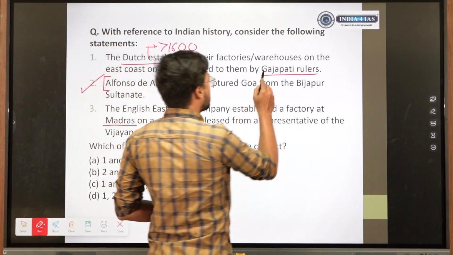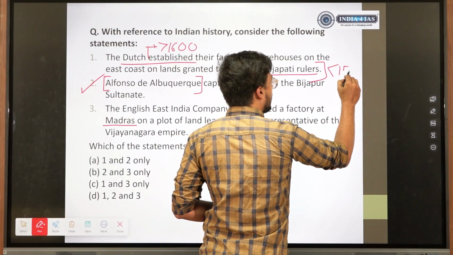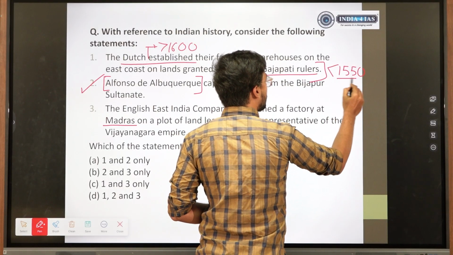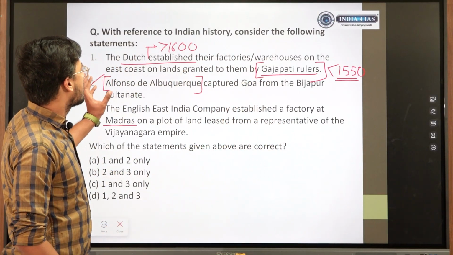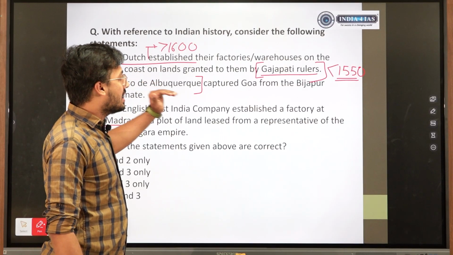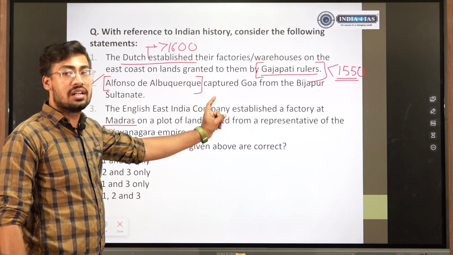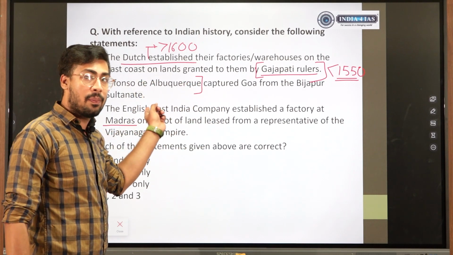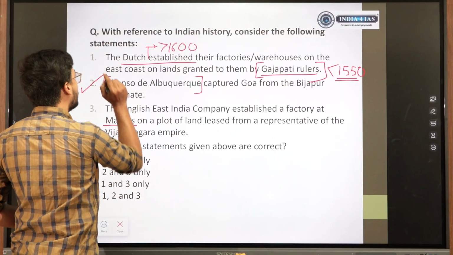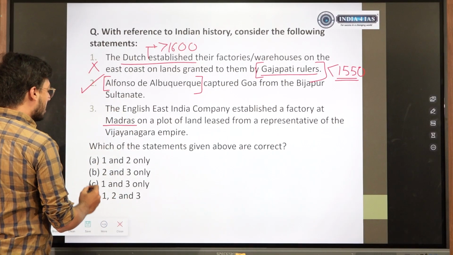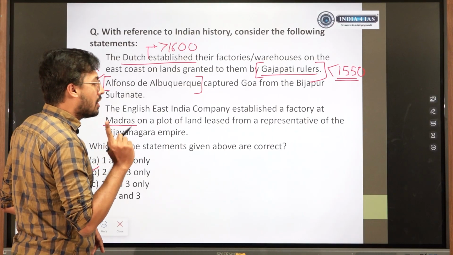What about the Gajapati rulers? By 1550, most of the ruling of the Gajapati rulers had already ended. So how can the Dutch take a piece of land granted by Gajapati rulers when they themselves do not hold power? So this becomes wrong. The Gajapati rulers' rule itself ended by 1550 and the Dutch establishment happened after 1600. So this was a made up thing made to confuse you, and you would be able to answer only if you knew the timeline. One wrong anta gottidre answer direct agi bartittu, because 1 ಮತ್ತೆ 3 ಮಧ್ಯ ಯಾವ್ದು wrong ಯಾವ್ದು correct ಅಂತ we have to think.